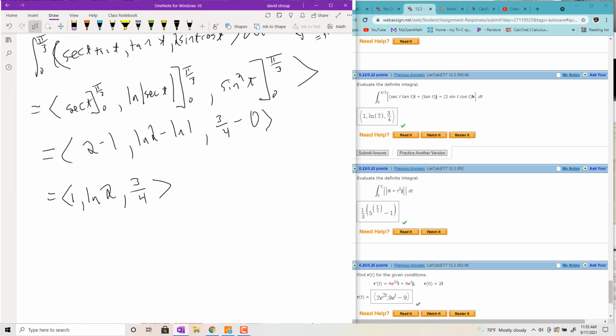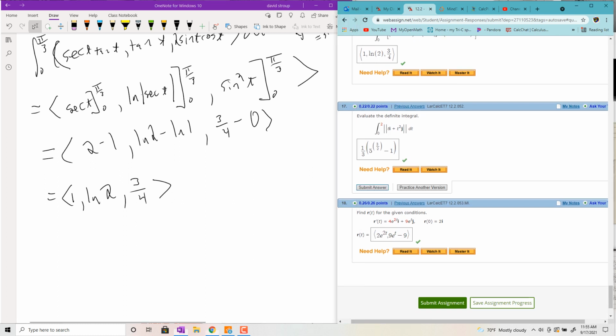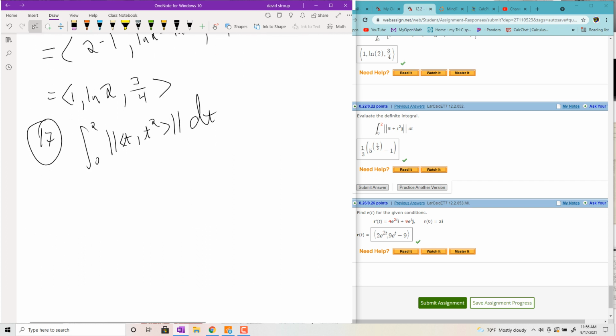They throw in some magnitudes there. So the magnitude is just the square root of the component squared. And then they have some initial value type problems that can be annoying. Let's look at number 17, I guess. So get the integral from 0 to 2 of the magnitude of t, t squared dt. So we'll see this in the arc length later on. This is actually the arc length formula. It'll find the arc length of that curve from 0 to 2.